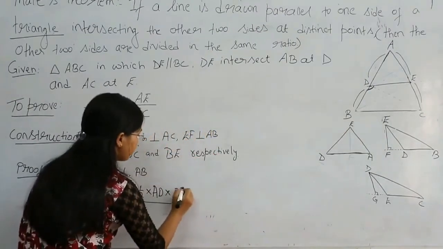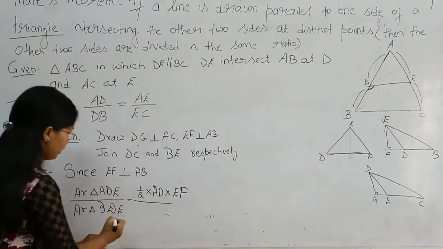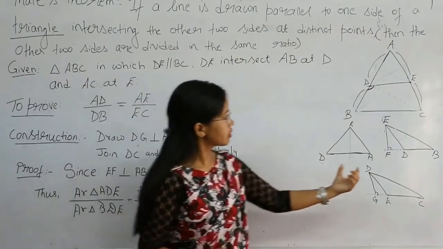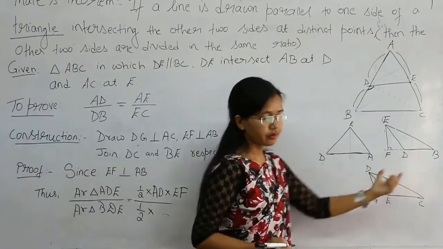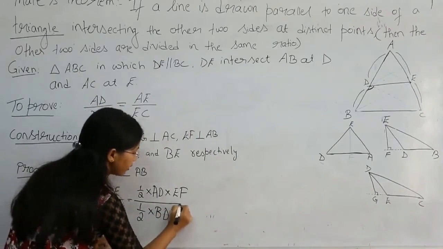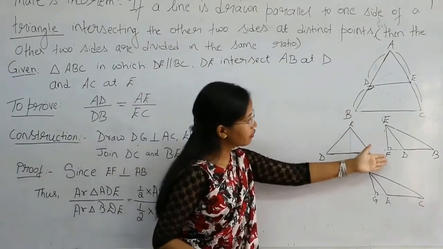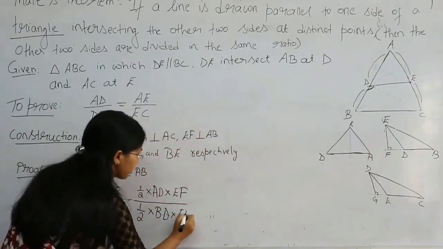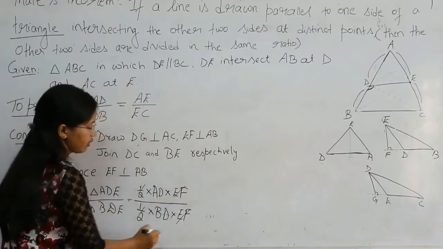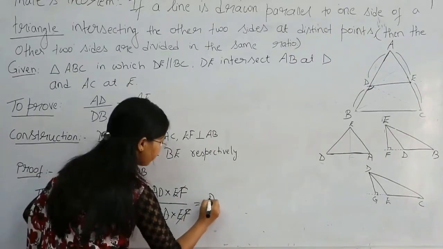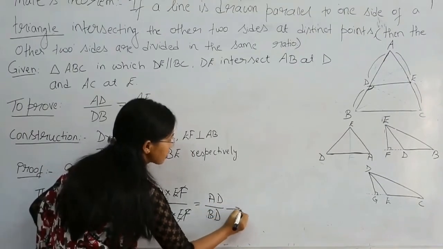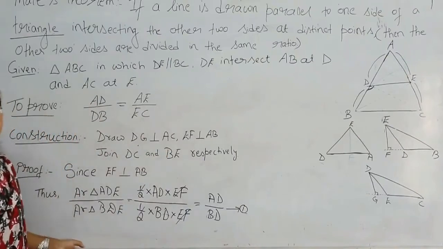So this is EF. And next, again, area of triangle BDE is half base into height. What is the base? The base is BD, right? So we'll take that, BD. And again the height here is EF. So from here we can see that half and half get cancelled, EF and EF get cancelled. Then we'll have AD by BD. Mark this as equation 1.